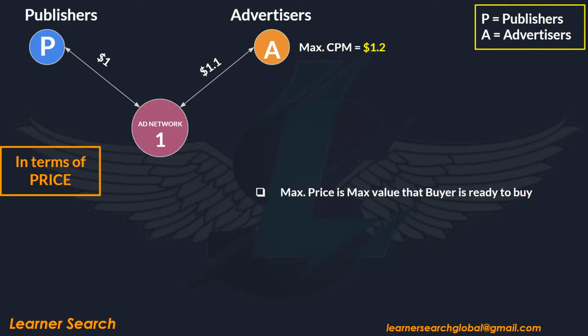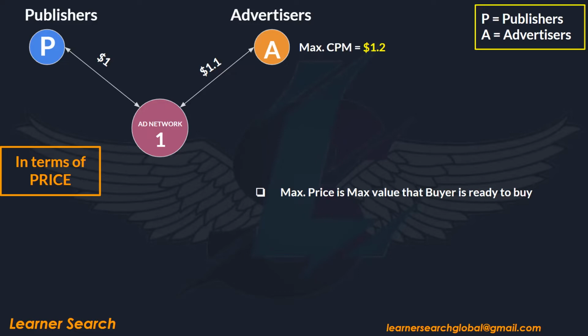what did you observe here? Now max CPM is $1.2. What does it say here? Max price is the max value that buyers are ready to pay. What exactly is the max CPM from the advertisers' point of view? Advertisers will buy even at $1.2. Let me frame that sentence here. Maximum CPM means advertisers are willing to pay up to $1.2, and if there is any price more than that, he will not pay. He's not ready to pay that.